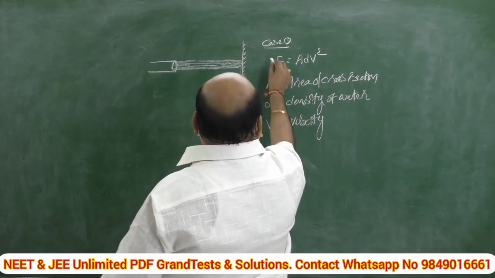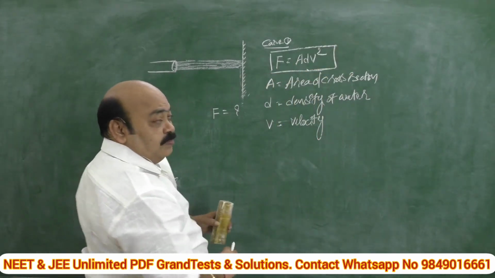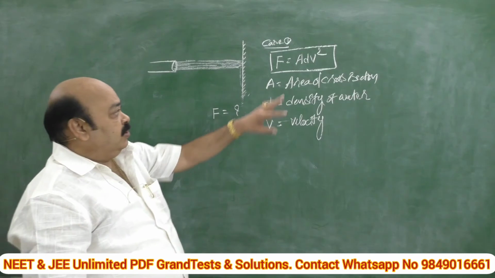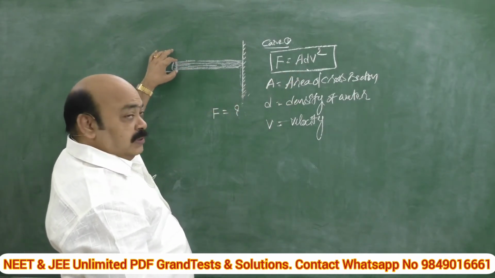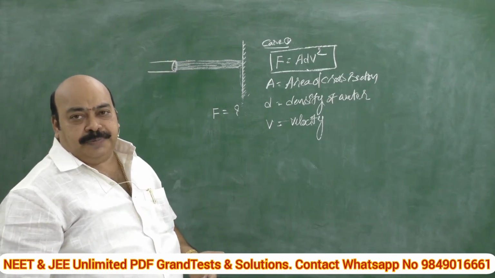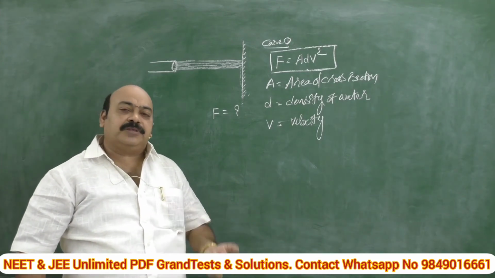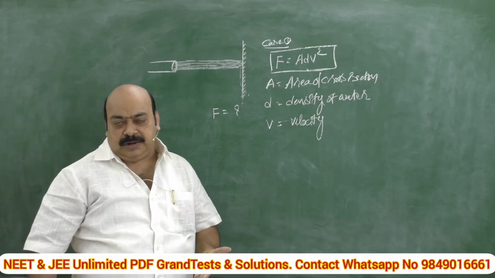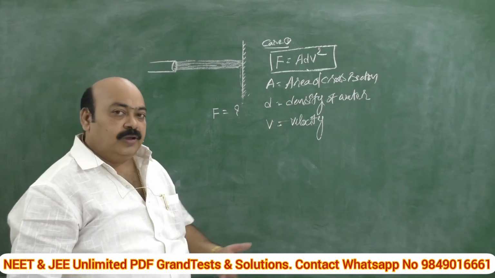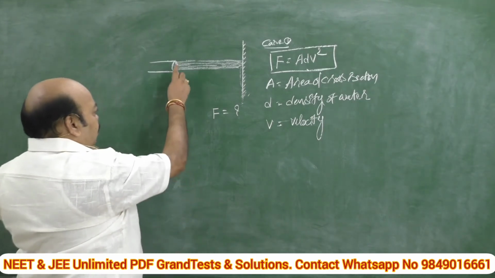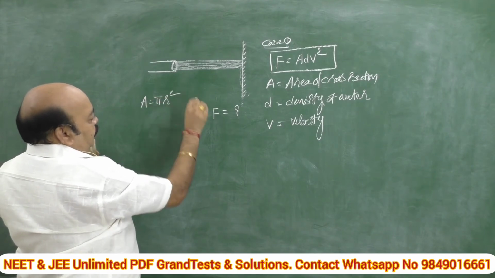The formula is given by force F is equal to AdV square. A stands for area of cross section of the pipe. Generally the pipe is circular in shape, so the area is taken as pi r square. Mostly the problem is given in terms of radius or diameter. Directly the area may not be available in the data, so you have to go for calculation. For circular cross section, area A is equal to pi r square.